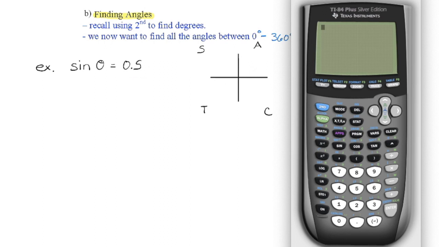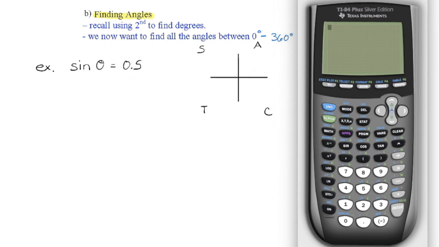All right, so the first thing we need to do is get that angle measure. I'm in degree mode. I'm going to go second function sine to take the inverse, and I'm going to enter 0.5. That's the opposite side divided by the hypotenuse. When we do that, we get 30 degrees. So I know my angle is 30 degrees. Now, here's what this tells us. In quadrant 1, we know we have a 30-degree angle.